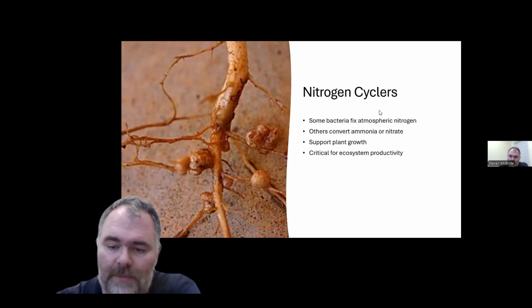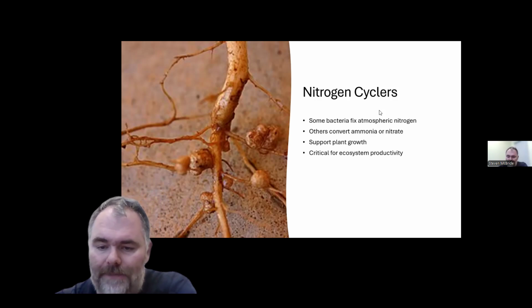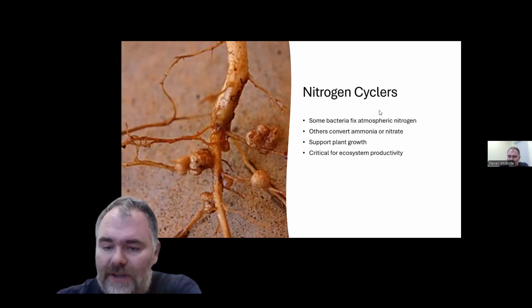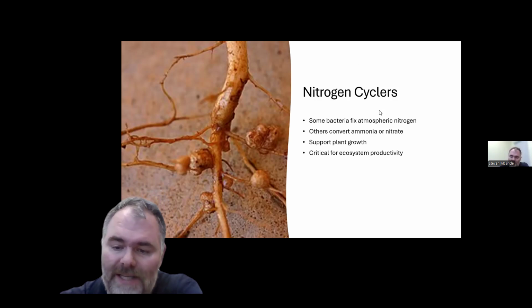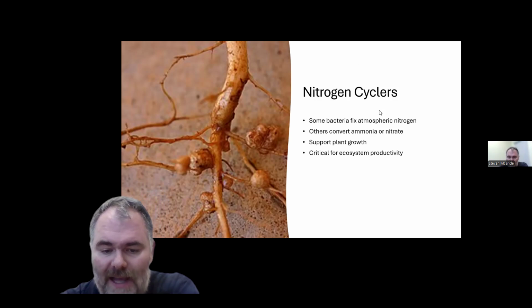The cycling supports plant growth and ecosystem productivity. In agriculture, microbial nitrogen cycling strongly influences soil fertility and crop production. So, although nitrogen gas makes up most of Earth's atmosphere, microbes are the reason much of that nitrogen becomes biologically available.